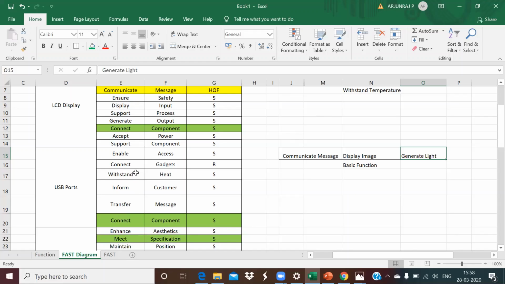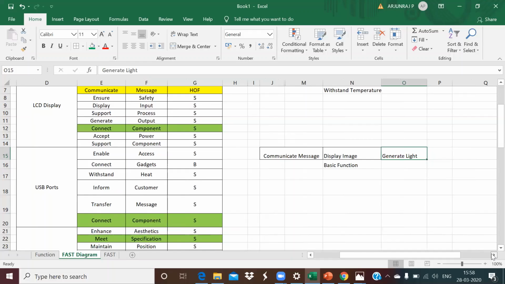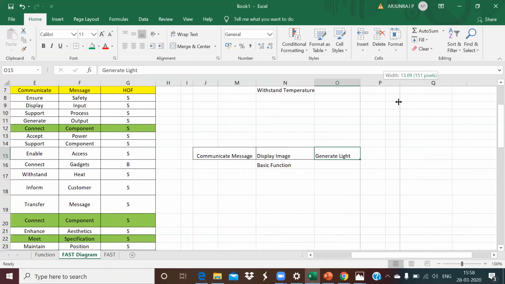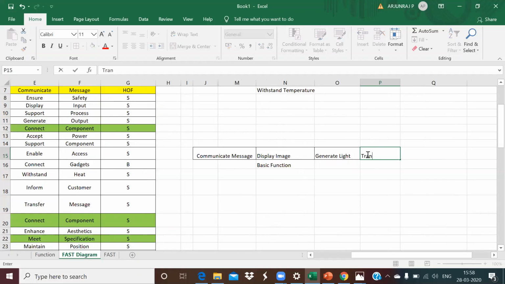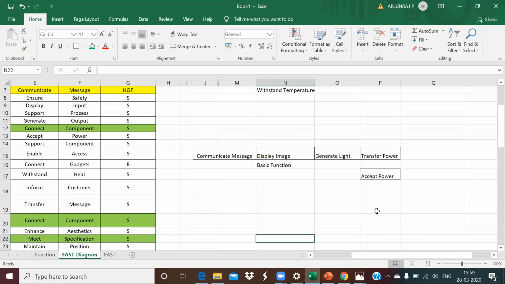So both can be, this accept power and transfer power can be simultaneous. So what we can do is put either accept power and transfer power here. It's a simultaneous function for which the company need not allocate the money or resource, but both are wanted functions only. So how am I going to generate light? By transferring power. At the same time, I am also accepting the power. It's a simultaneous function. Generate light also you can put as a simultaneous function, as generate heat.